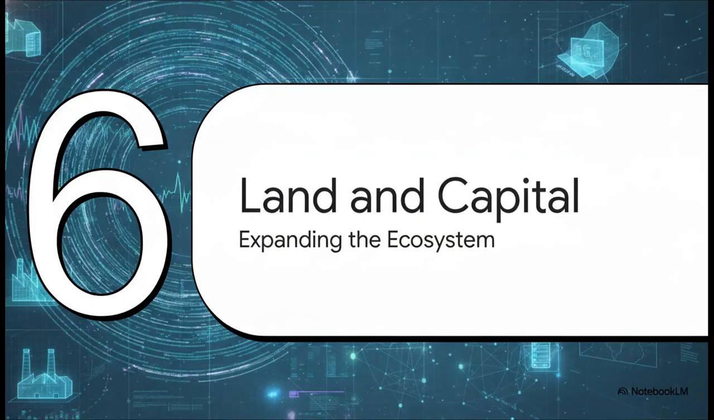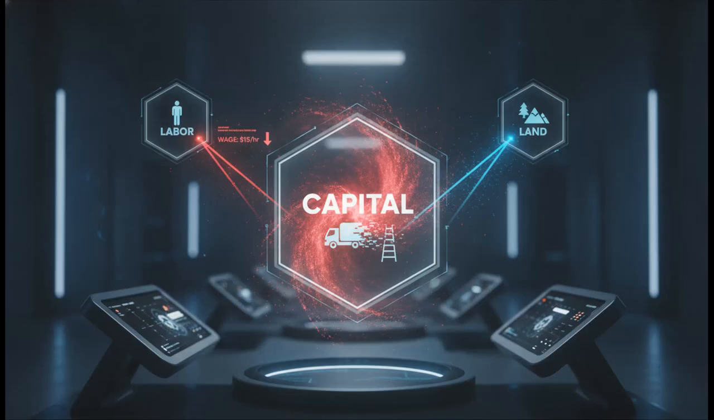Finally, Part 6, expanding the ecosystem, markets for land and capital. Zooming out to look at the entire operating system of production, we have to realize that labor doesn't operate in a vacuum. Its demand is inextricably linked to available land and capital, meaning a change in the supply of any one factor alters the earnings of all the others.